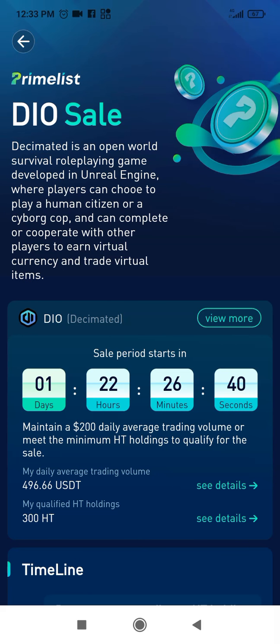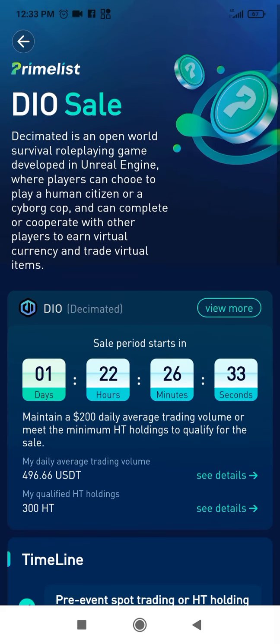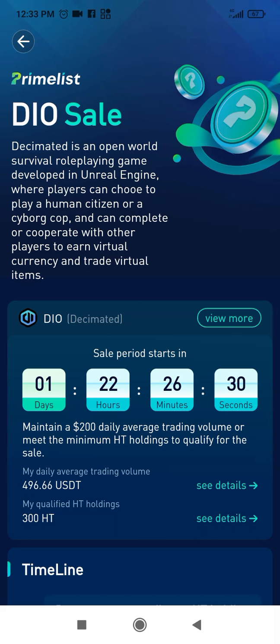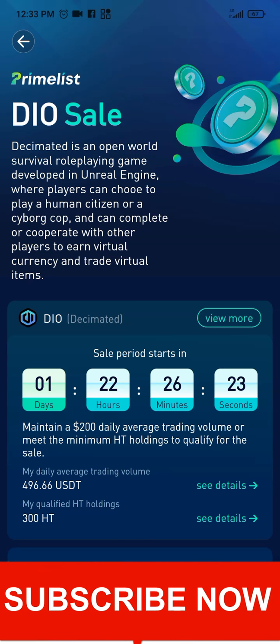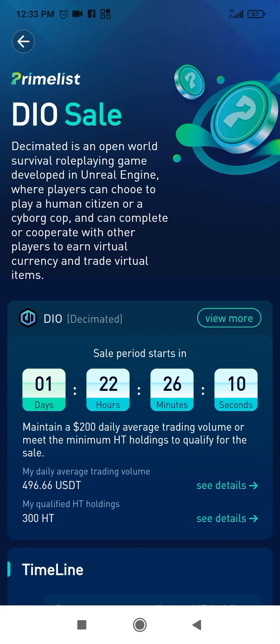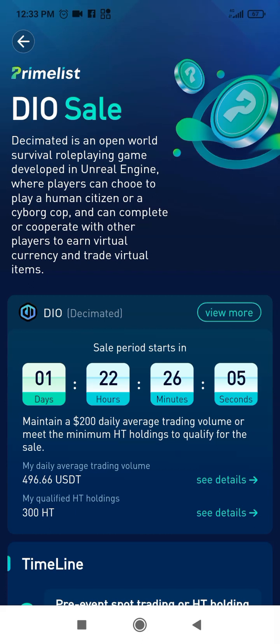Now, the requirement for the previous ones I've done was just to have 50 USDT and a minimum of 300 HT, then you'd be able to participate. But this is different. Why? This one says maintain a minimum daily trading volume of $200, or meet the minimum HT holdings to qualify for the sale. All right, don't be deceived, guys.